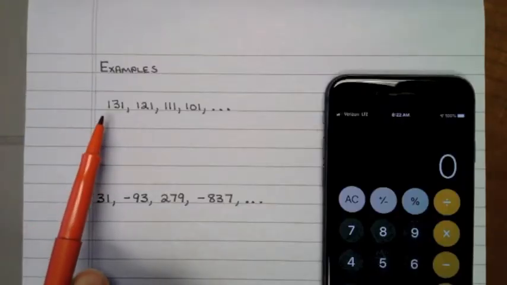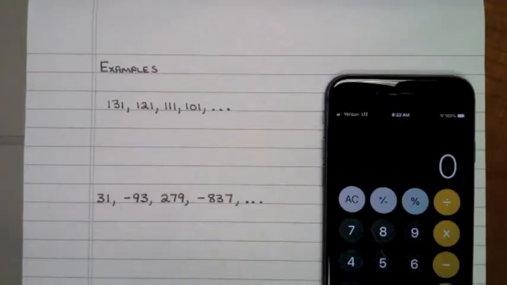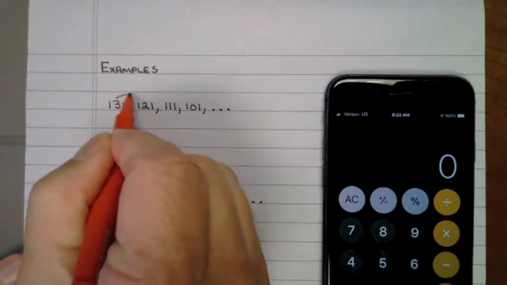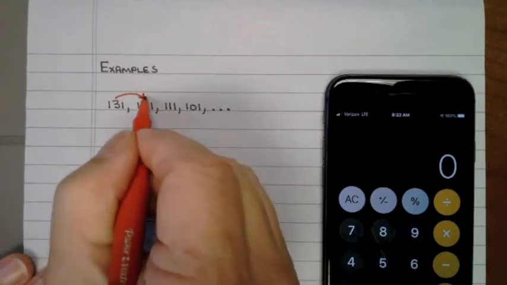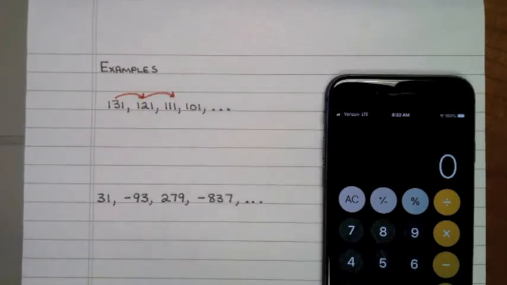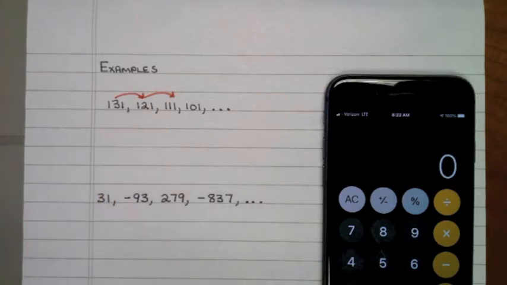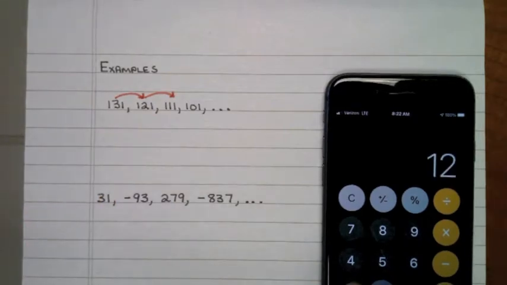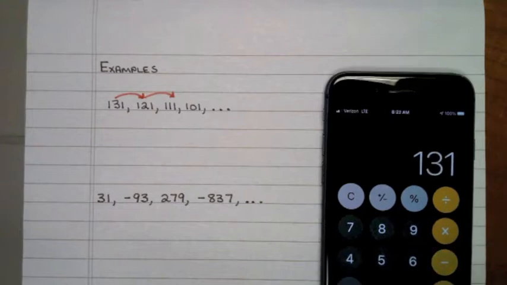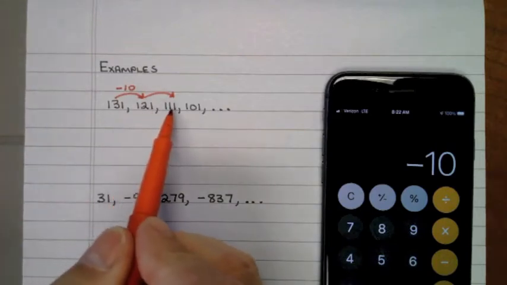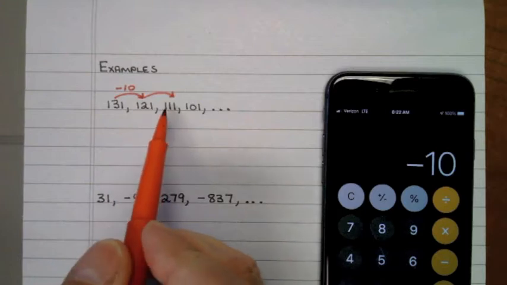We're going to determine whether this sequence of numbers is an arithmetic sequence or a geometric sequence. First thing I need to find is the difference between these. And once I find the difference, I'm going to see whether or not it's the same number, whether or not it's constant. That means I need to take 121 and subtract 131. 121 minus 131, I'm subtracting 10.